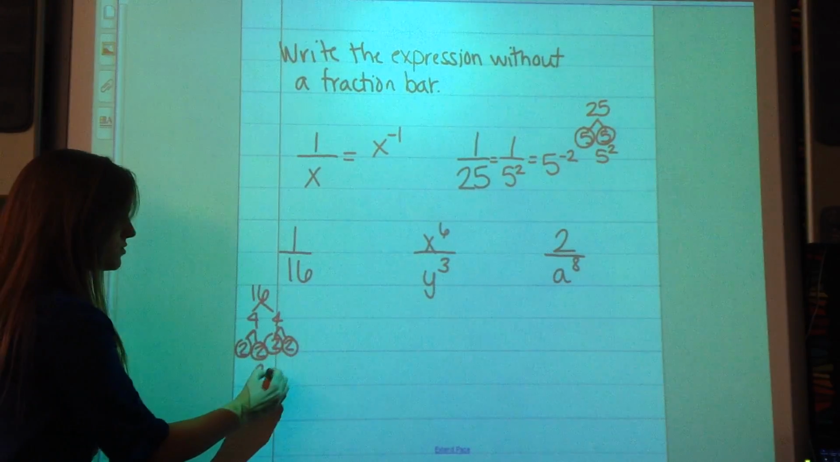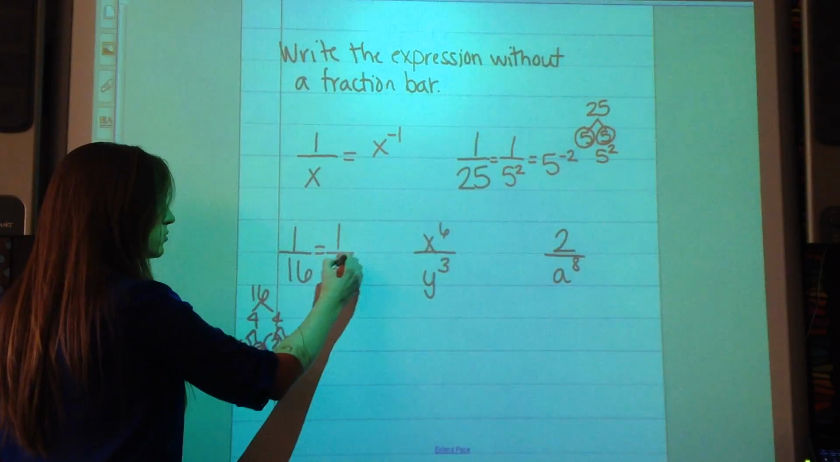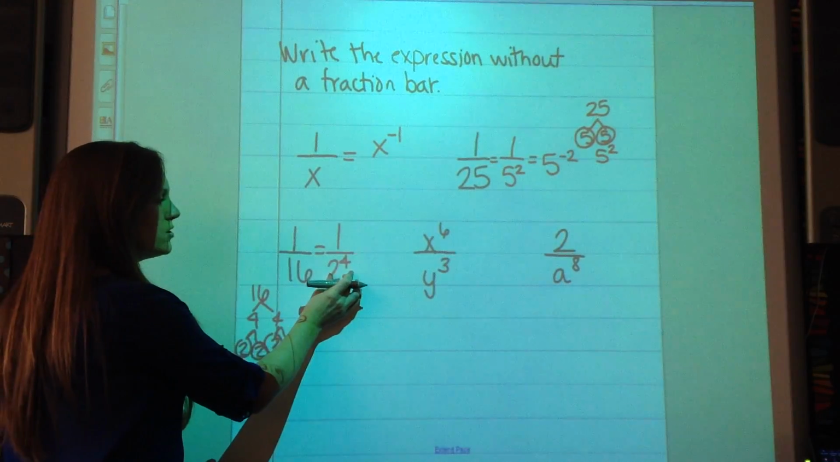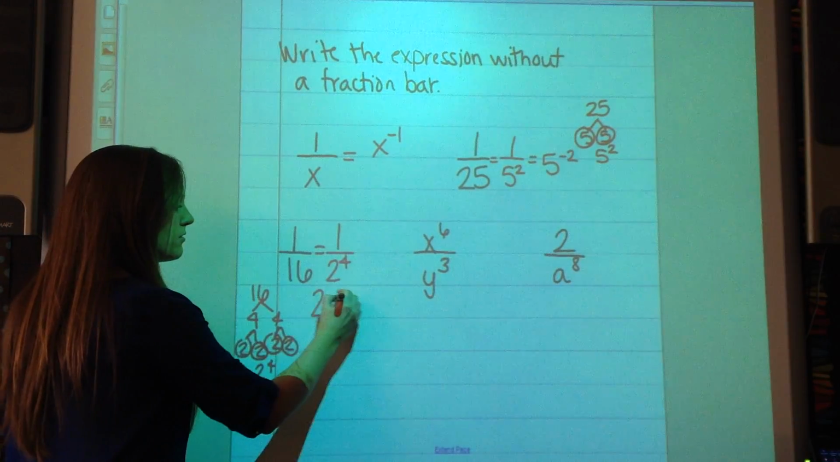Here, I see that this is 2 to the 4th. So this fraction really says 1 over 2 to the 4th. And to rewrite it, I would move this to the numerator and make my exponent negative.